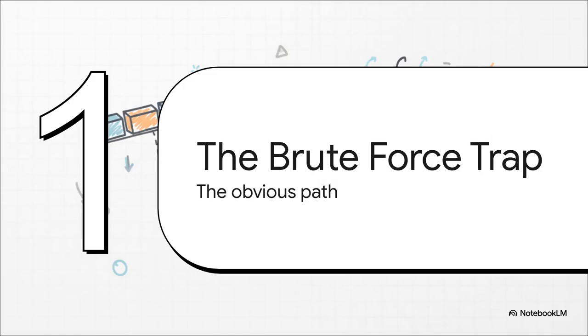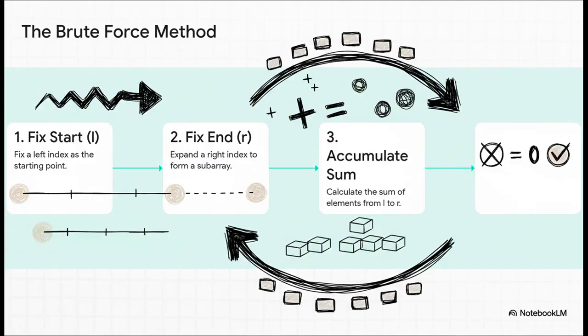So what's the first thing that pops into your head? For most of us, it's, well, just check everything. Check every single possible subarray. But as we're about to see, that obvious path is a trap. The logic is super straightforward, right? You pick a start, then you pick an end. You add up all the numbers between them and you check, hey, is that 0? And then you just do it again and again and again for every single combination you can think of.